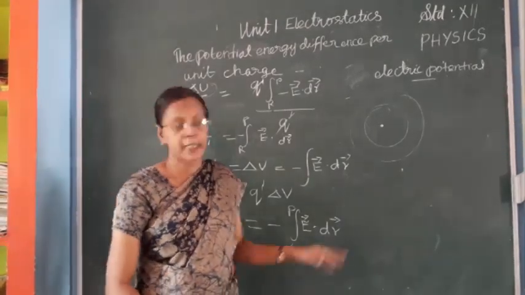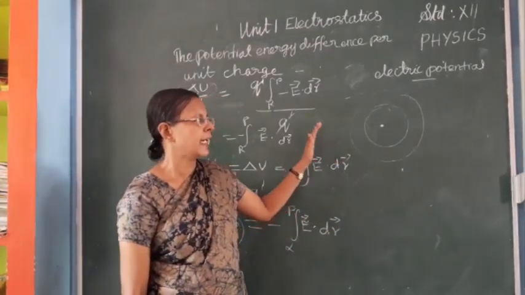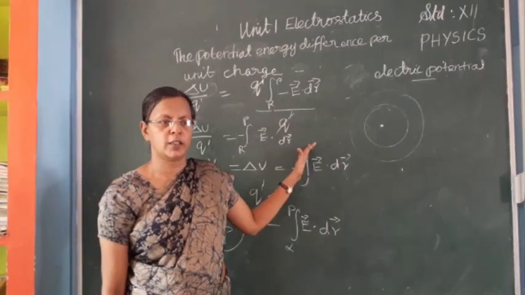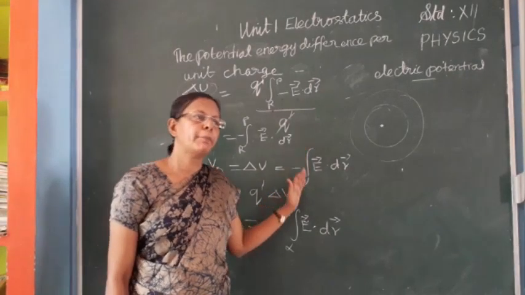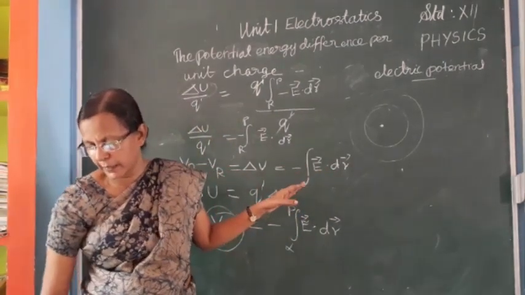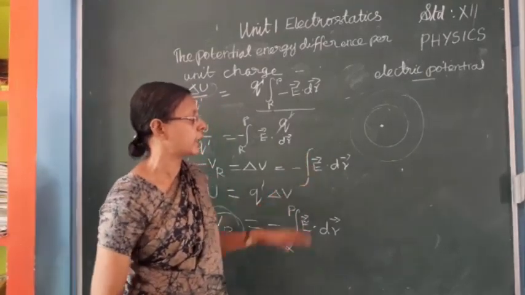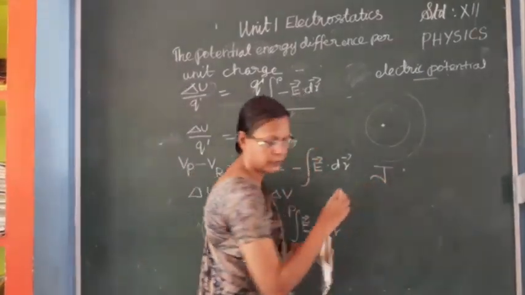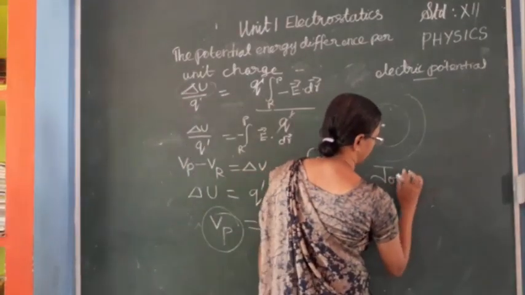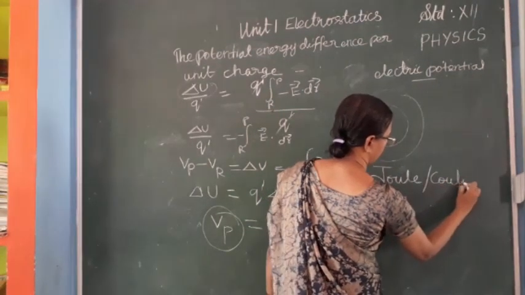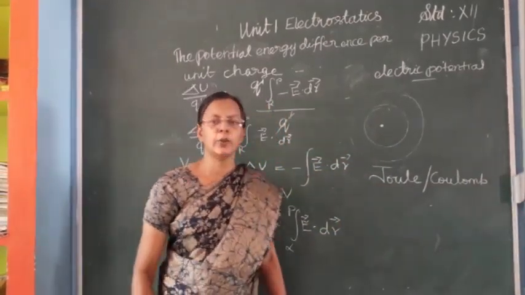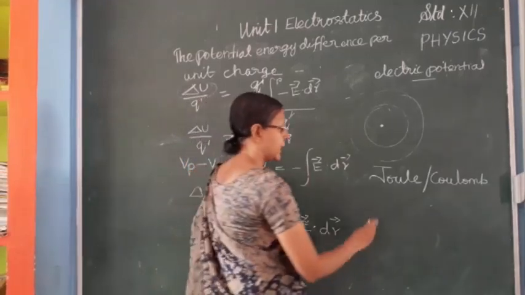What is the first point? The electric potential V depends only on the source charge Q. It does not depend on the test charge Q dash. Second, the unit of electric potential is joule per coulomb. The practical unit of electric potential is the volt.